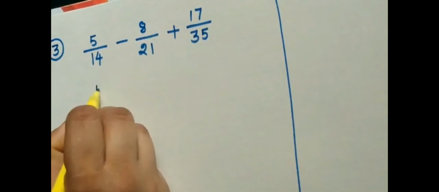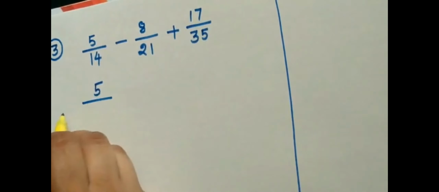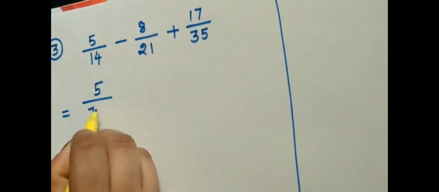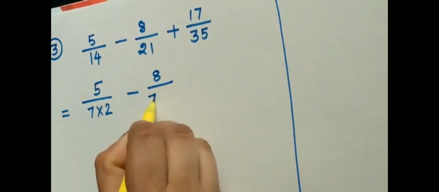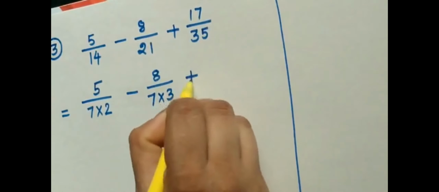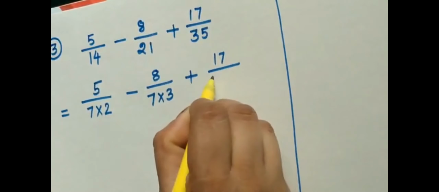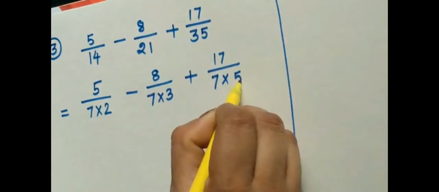So what we have to do here, we need to write down the denominator in terms of its multiple. We can write 14 as 7 cross 2, minus 8 by 21, 21 can be written as 7 cross 3, plus 17 by 35, 35 can be written as 7 cross 5.